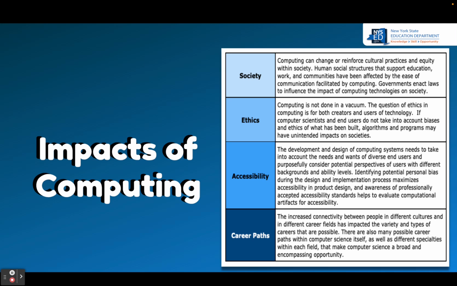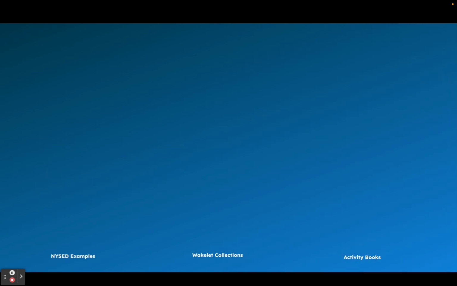Here we're taking a look at the design and how accessible each technology can be for ourselves and our students and our society. And then finally, the last one is career paths. There is an incredible need for more students to go into computer science as a career. So we want to make sure that we're exposing our students to the opportunities that computer science offers them.